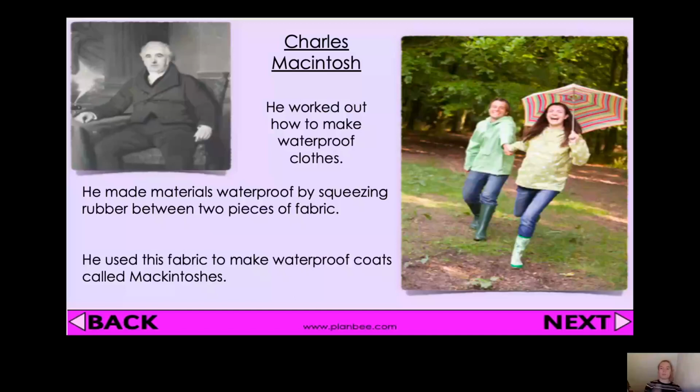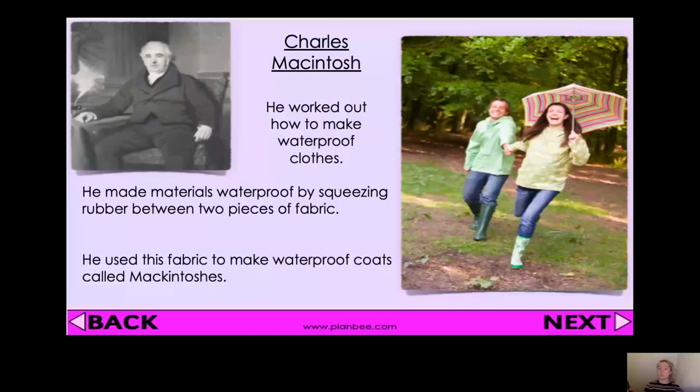So what he did was he got the liquid rubber and he painted it onto a piece of wool. And then he put another piece of wool on top. So it's a bit like a sandwich. So the wool was your pieces of bread, and then the liquid rubber was your filling in the sandwich. And he discovered that he had invented waterproof fabric. And he used this fabric to make waterproof coats, which were called Mackintosh coats.